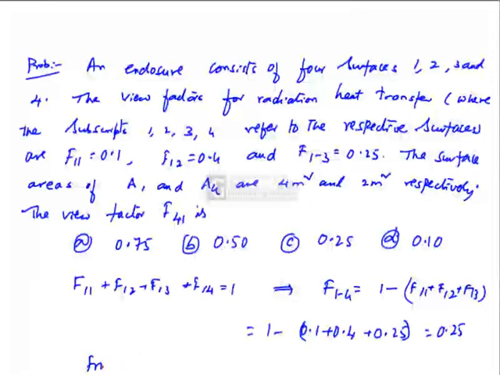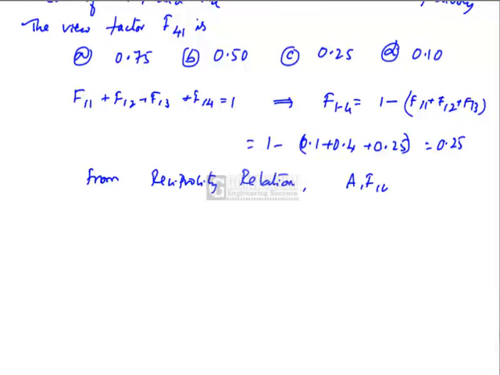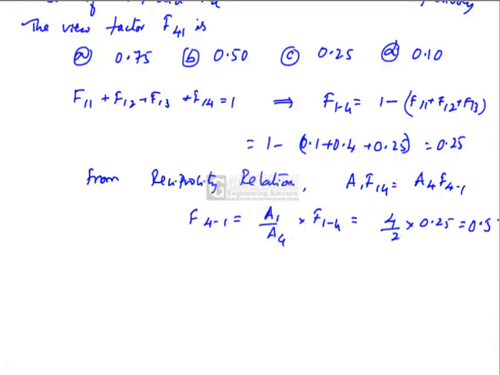From reciprocity relation, A1 F14 is equal to A4 F41. Therefore, F41 is A1 by A4 into F14. Therefore, A1 is given as 4, A4 is given as 2, F14 is 0.25. That is, answer is 0.5, B.